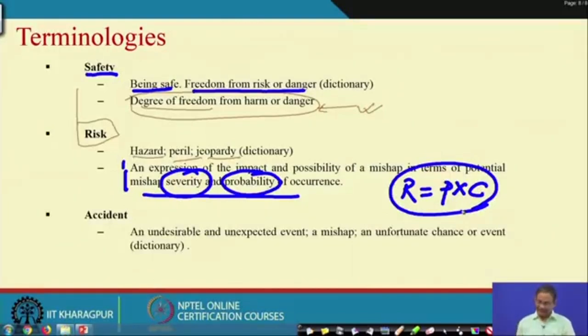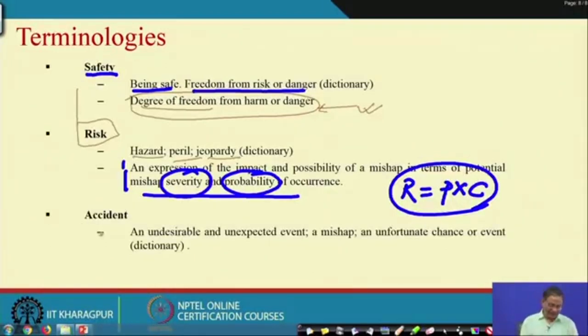So, we will basically follow the second definition, not the dictionary common man definition. The safety engineer definition is the second one, and we will elaborate in detail on risk.